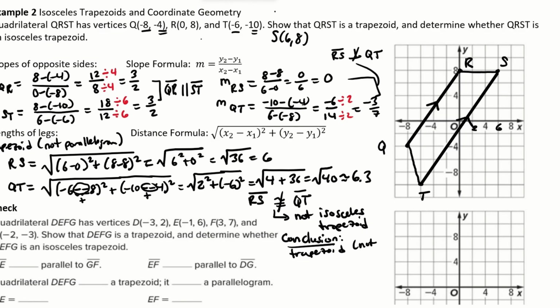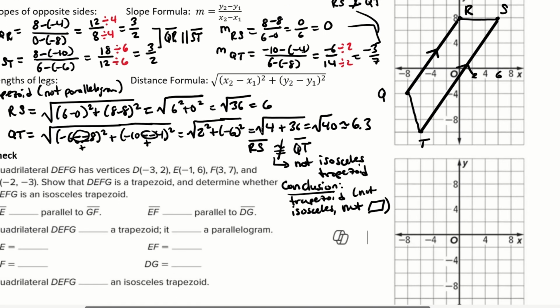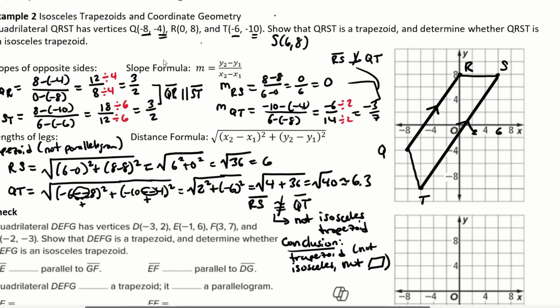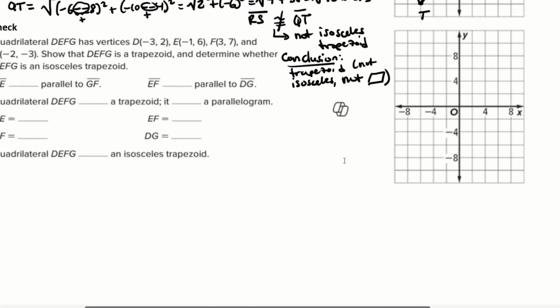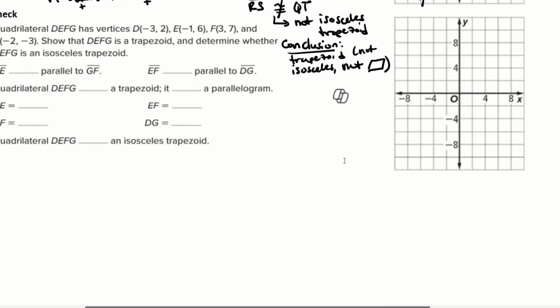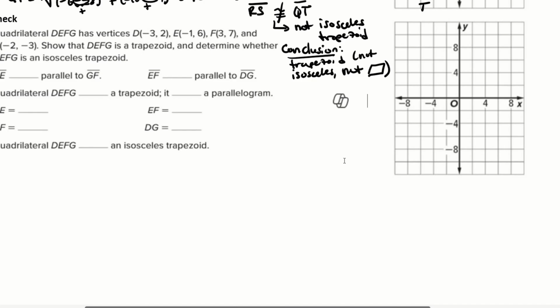It's not isosceles, and not a parallelogram. I'm just going to use a symbol for the parallelogram here. All right, so that's our conclusion. We could write the conclusion on top, but that's okay, just leave it there. So that's our conclusion for that. Now pause the video, see if you can try this problem out, and then we'll look at it in just a second.